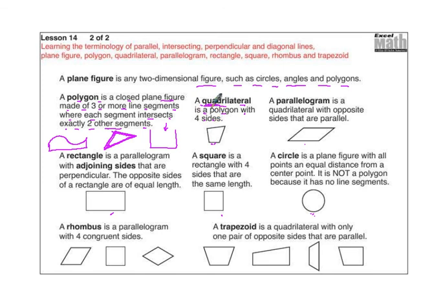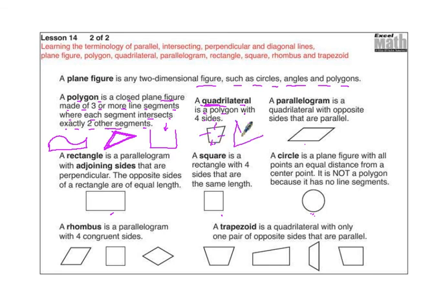Quad means 4, just like the little motorcycle type thing that you ride out in the desert that's got 4 wheels on it. You would refer to that as a quad. And why do you call it a quad? Because it's got four wheels on it. Well, a quadrilateral has 4 sides on it. Any shape with 4 sides.